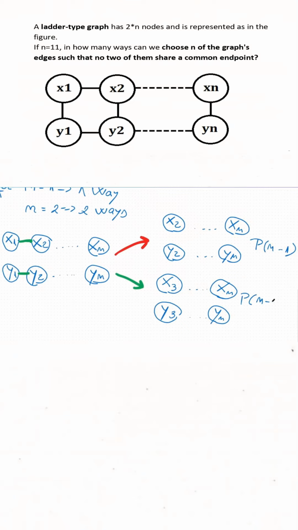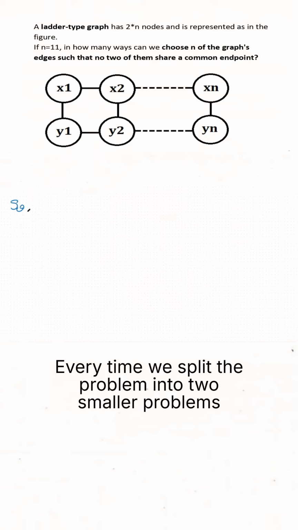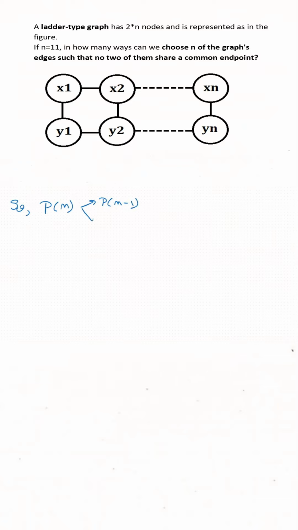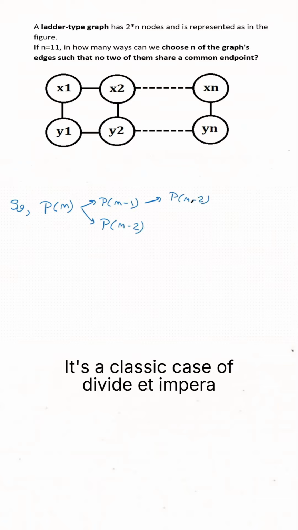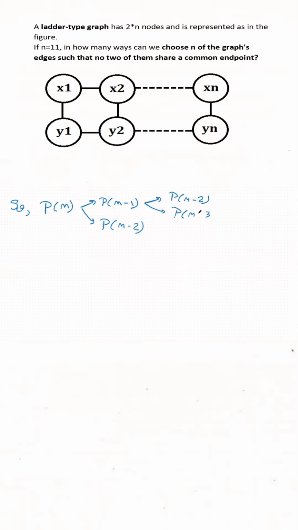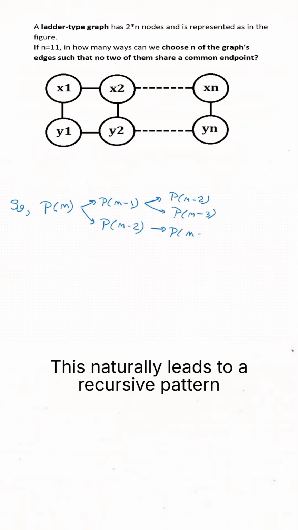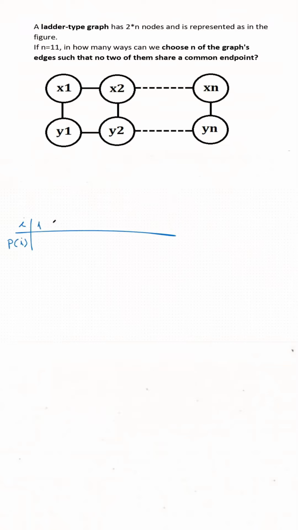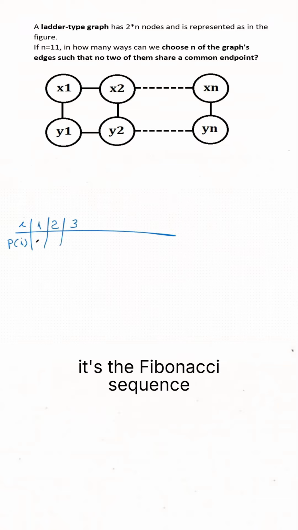Again, the same structure, just smaller. So what's happening here? Every time, we split the problem into two smaller problems, one where we remove one pair of nodes, the vertical case, and one where we remove two pairs, the horizontal case. It's a classic case of divide et impera, divide and conquer. This naturally leads to a recursive pattern. To solve for n, we just add the number of solutions for n-1 and n-2. Sound familiar? Yep, it's the Fibonacci sequence.